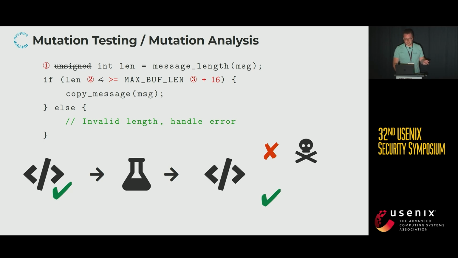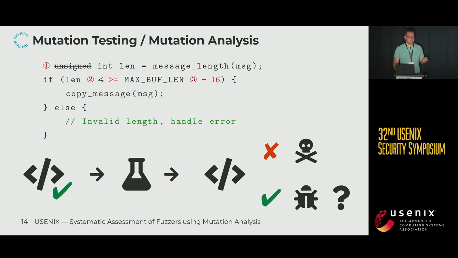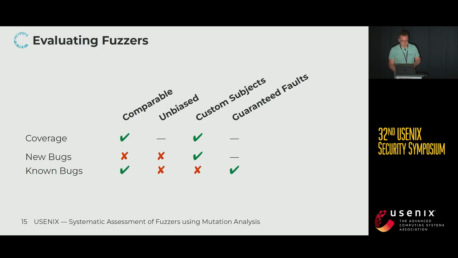However, if it does not fail, well, your test suite is maybe not thorough enough, and you might need to improve. And this is the same mechanism that we use to evaluate fuzzers. So how does this compare on our criteria?